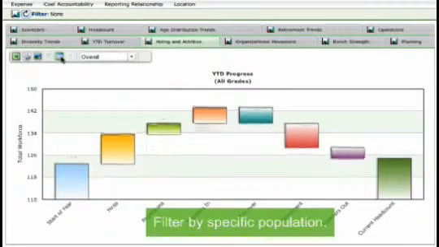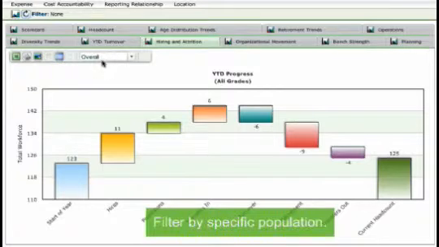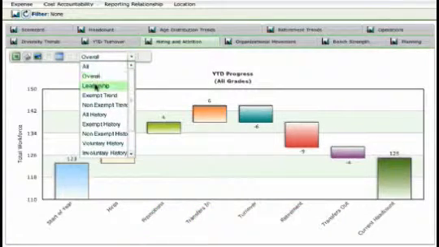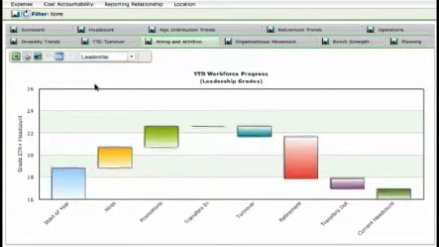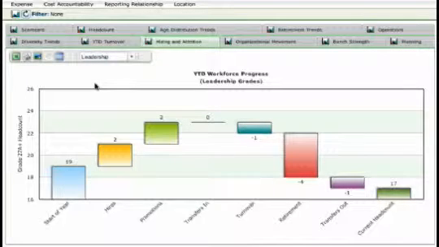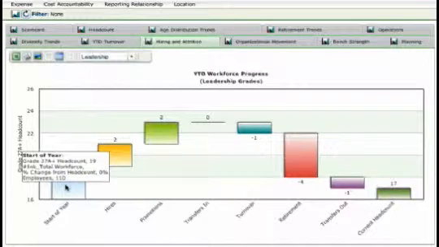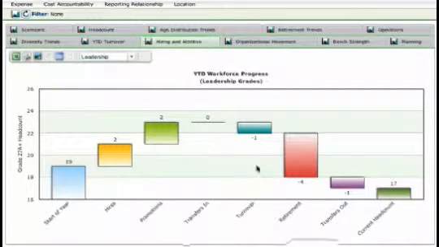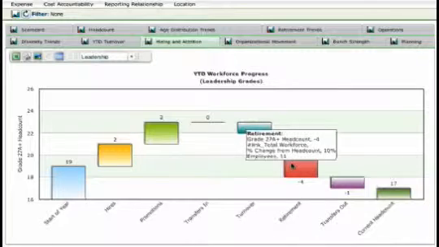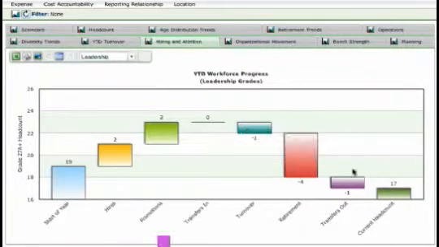Now, perhaps I want to slice this by a different way and filter down the results by a particular population. So let me look at my leadership group, just for example. And in leadership, we see a different story where the workforce is declining. And you can see it right here. The start of year headcount was right here, but as you look over here, there's been a number of retirements. And retirements are trending down the workforce considerably despite the hires, promotions, and transfers, leaving us with a current headcount which is much lower.